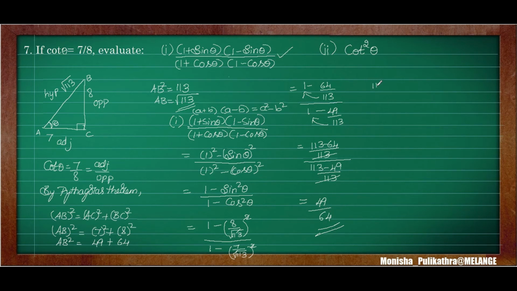Moving on to the second question. The second question is simply cot square theta. We already know in the question they have given cot theta is equal to 7 by 8. So cot square theta will be 7 by 8 whole square, which will be 7 square is 49 and 8 square is 64. So this is the answer for the second question. I hope you understood this.